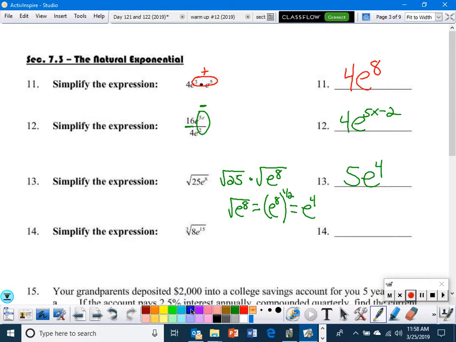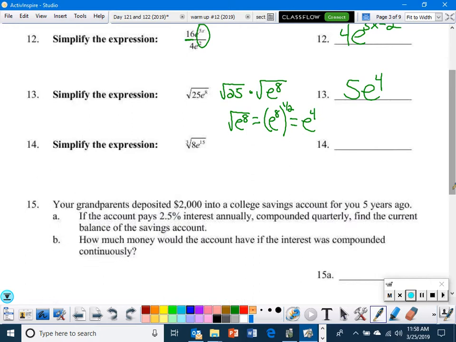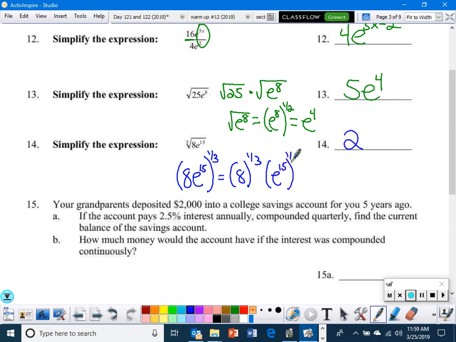Number 14. I'm going to rewrite this one as 8e to the 15 to the 1/3. The exponent of 1/3 is the same as the cubic root. Well, the cubic root of 8 is 2. Now, just like we did on the last problem, e to the 15th to the 1/3. 1/3 of 15 is 5. So the final answer is 2e to the 5th.